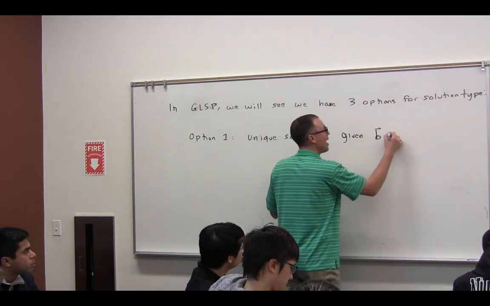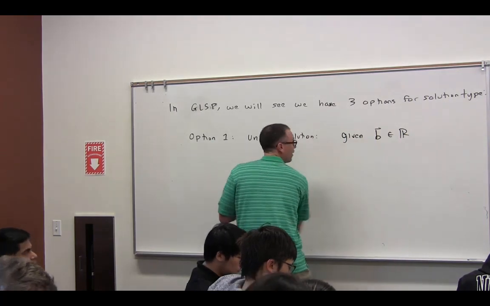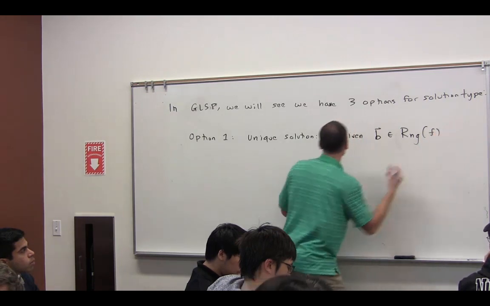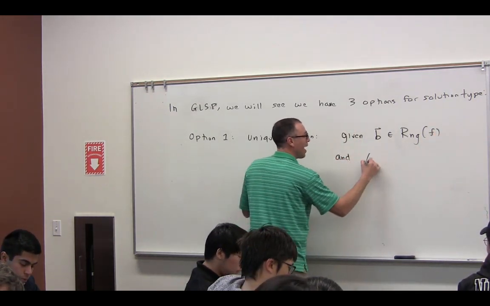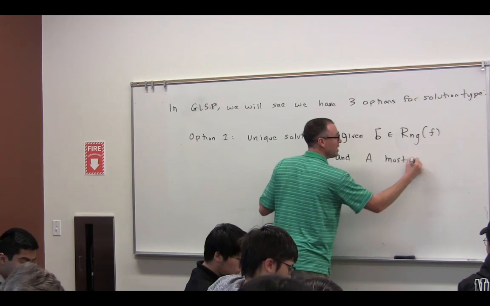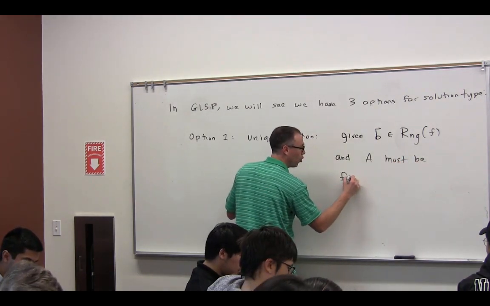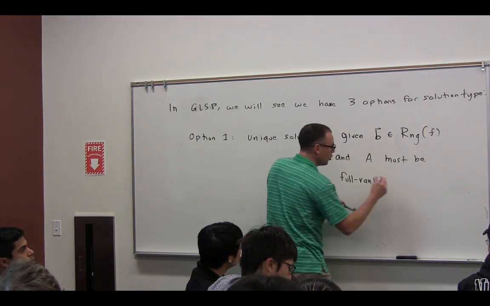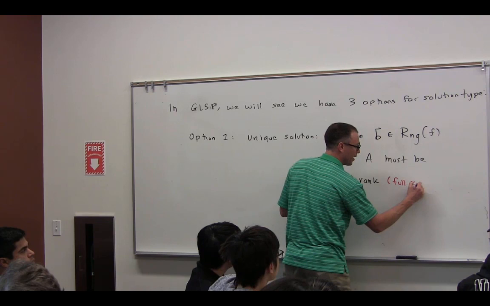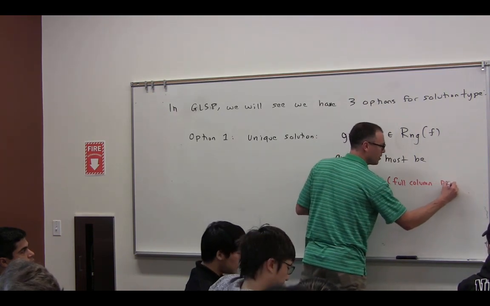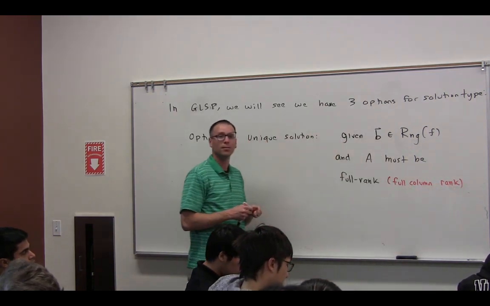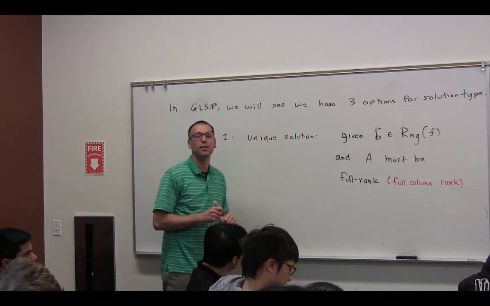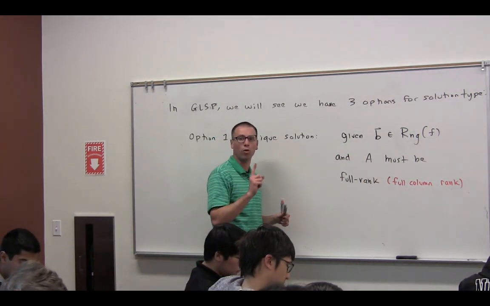Given B element of, oh, sorry about that. We call it the range of F. We're going to figure out what that means. And A must be what we call full rank. And really, if I want to be too legit to quit, I should say it's full column rank. Do we know what full column rank is? Not yet. Not yet. We're going to get there. That's called lesson 6. In lesson 6, we will set the foundation for what full column rank is.